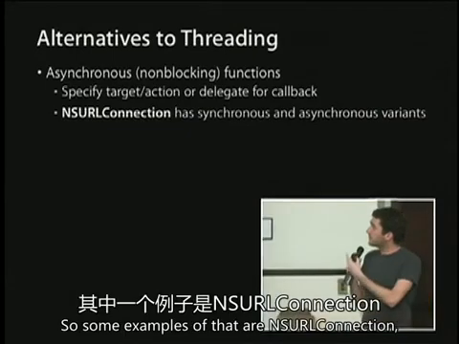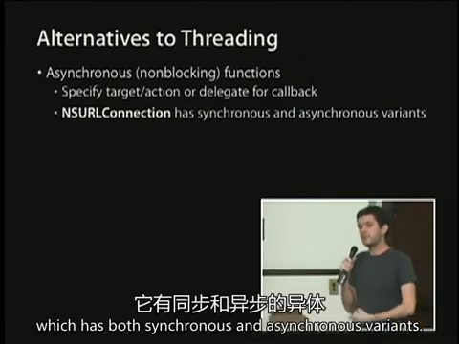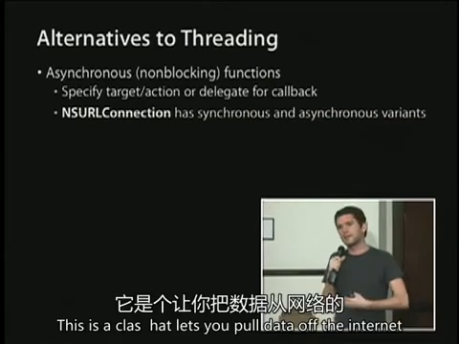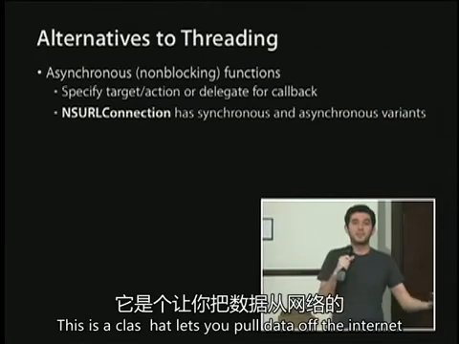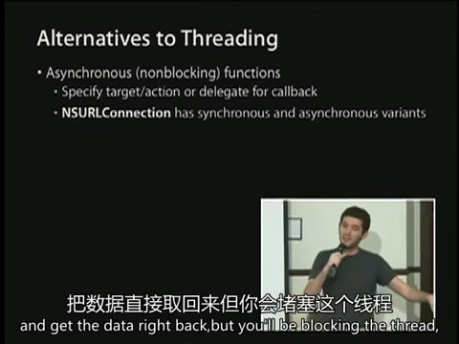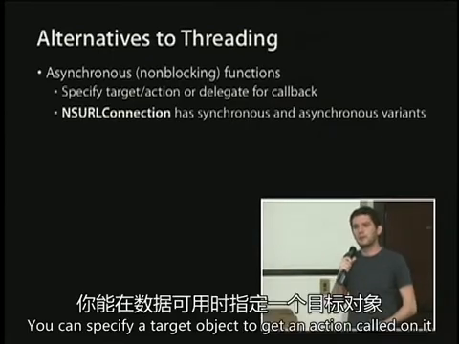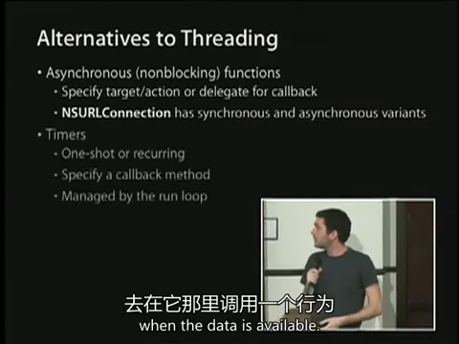So some examples of that are NSURLConnection, which has both synchronous and asynchronous variants. This is a class that lets you pull data off the internet from a URL. You can either do it synchronously and get the data right back, but you'll be blocking the thread, or you can do it asynchronously, and you'll get a target action. Basically, you can specify a target object to get an action called on it when the data is available.